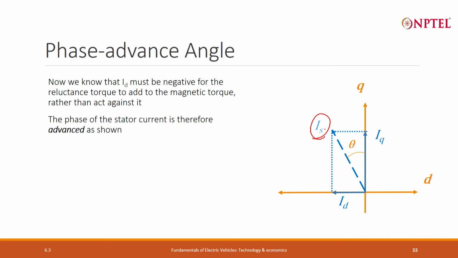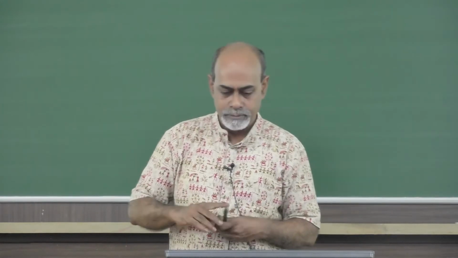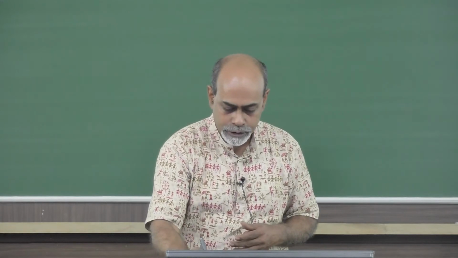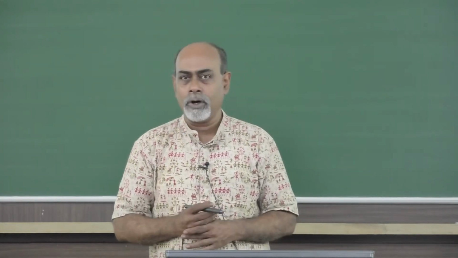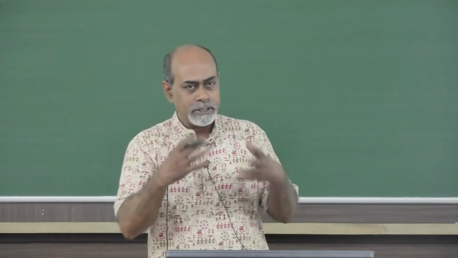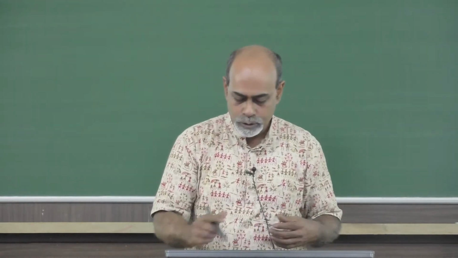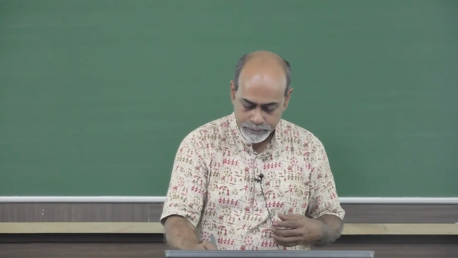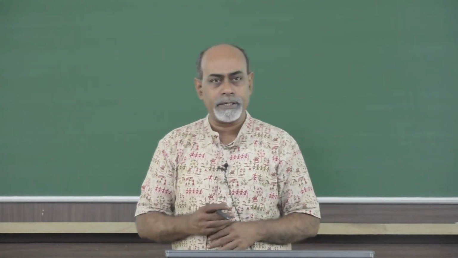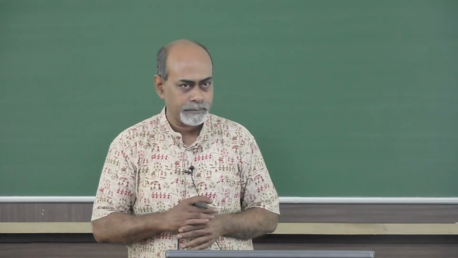normally we went on saying in the earlier discussions that the current has to be perpendicular to the magnetic field to get maximum torque, but here I am deliberately advancing its phase a little more than 90 degrees. Our earlier discussion was that you get maximum magnetic torque when it is 90 degrees, but since we are greedy for the reluctance torque also, we are further advancing it by an amount of theta. So, this theta is called the phase advance angle.